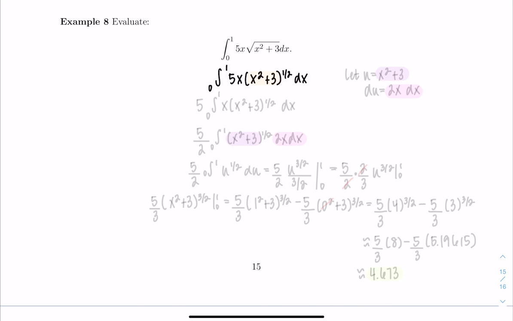Like I said before, the most complicated part tends to be the part we're going to let u be equal to. And so that x squared plus 3, if I were to take the derivative, I end up getting 2x, which is very close to the 5x that's out front, but we can fix it just like what we did in the last example. So we're going to let u be x squared plus 3, and we're going to let du be 2x dx.